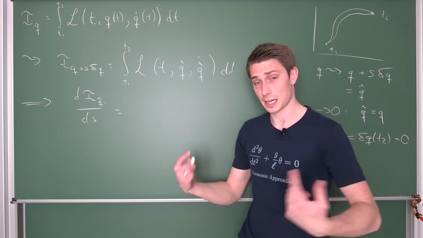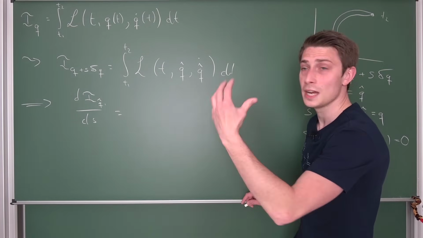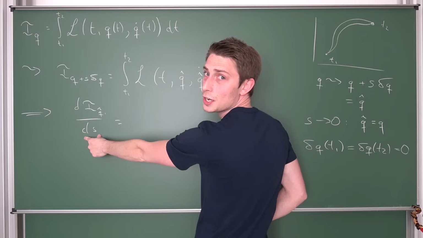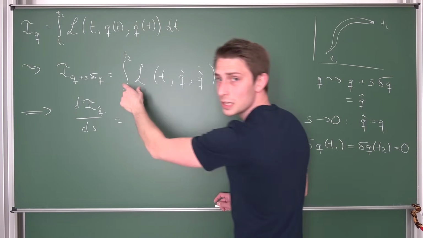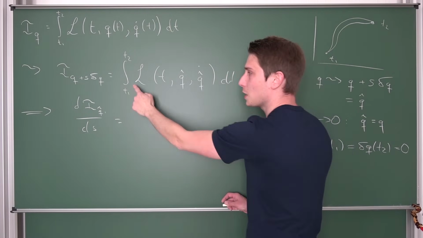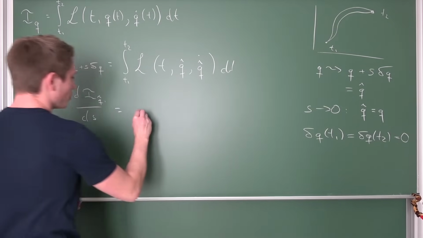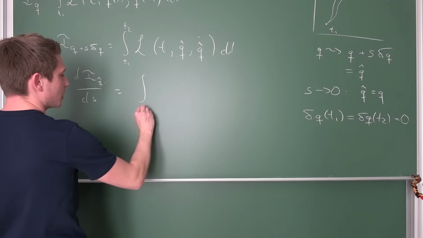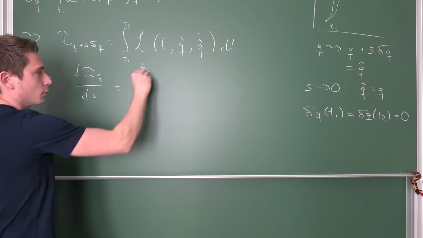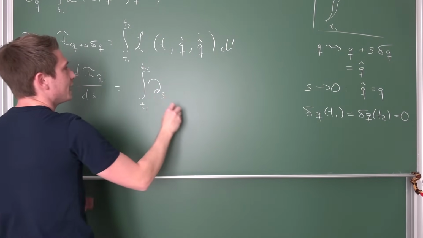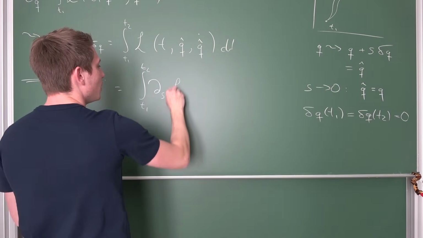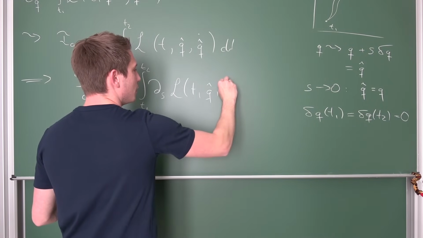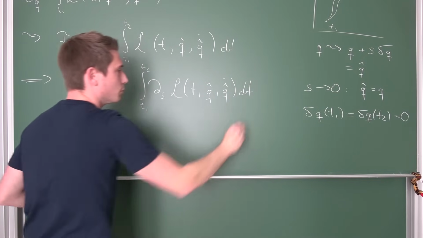If you don't know what it is, take a look into the description. If our function in here is nice enough, we can actually interchange the differential operator and our integral, and turn it into a partial derivative in here. If you don't know what it is, just take a look at some of my videos or the explanatory video on the Leibniz rule for integration. So this is actually the integral from t1 to t2 of del s, so the partial derivative in s, of our Lagrangian L(t, q hat, q hat dot), integrated with respect to t.